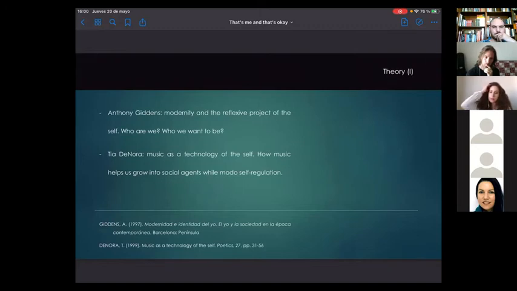Everything started when I read about Giddens' theory about the project of the self. According to this theory, modernity gives individuals so many ways to live a life to choose from that we tend to employ quite a lot of time reflecting on what kind of life we want to live, who we want to be, what defines us as individuals, and what makes us feel like ourselves.